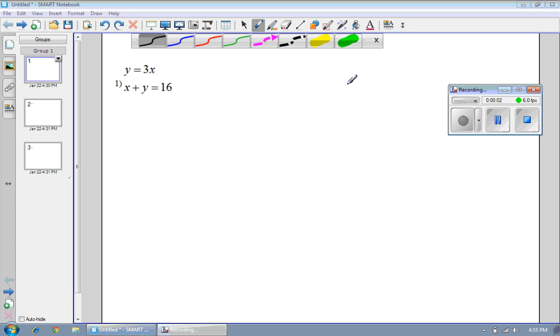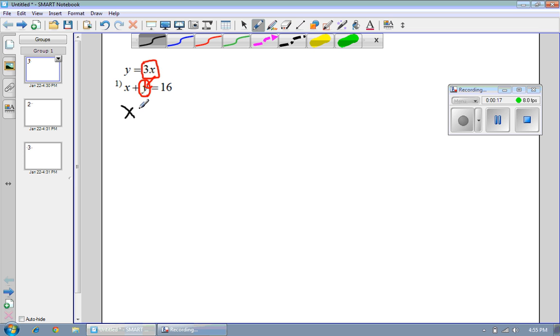All right, systems of equations. What are we looking at here? You see that y is equal to 3x. That means we can take that entire 3x and put it anywhere you see the letter y in the whole problem. What do we get then?